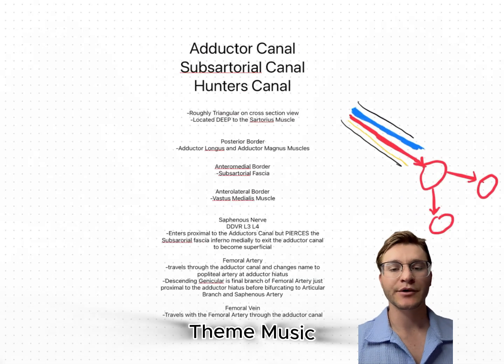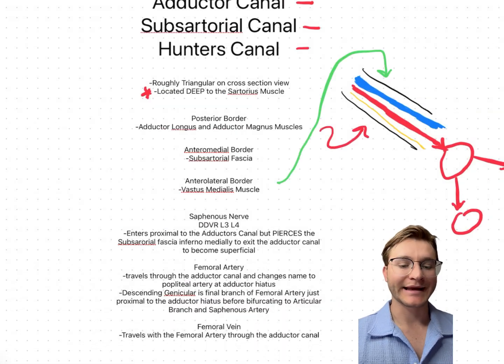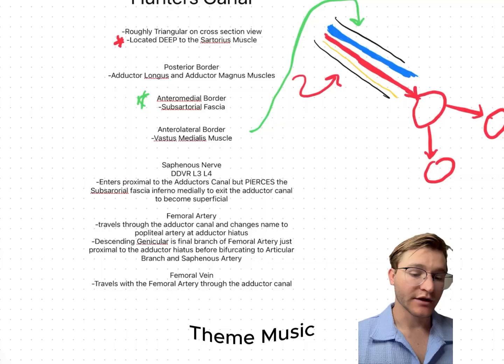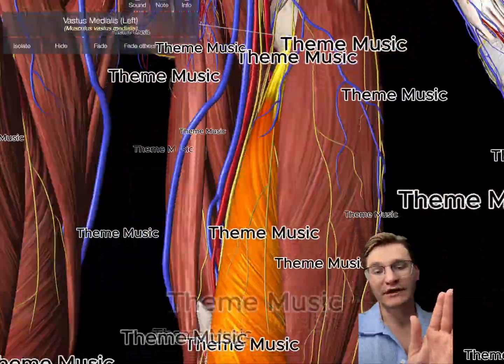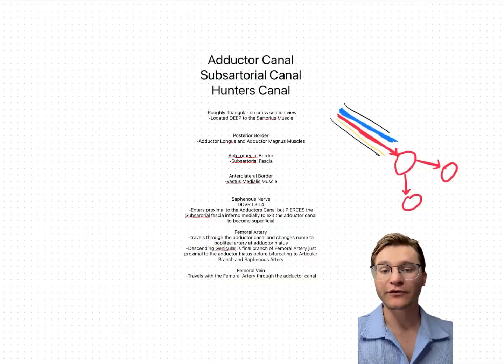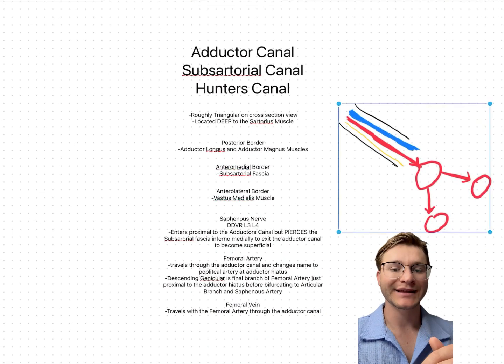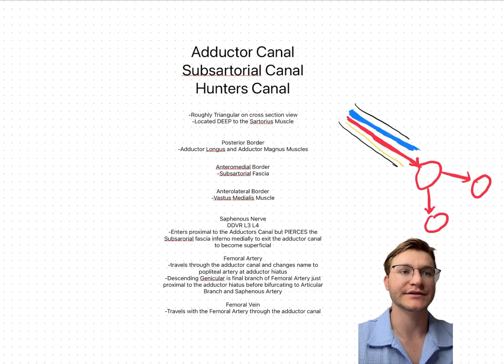What's up, guys? Today we're going to be talking about the adductor canal. It's also called the Hunter's canal or subsartorial canal. It's a very easy to find landmark. You're going to look for our sartorius muscle, and then it's everything deep to it that holds our contents, okay?